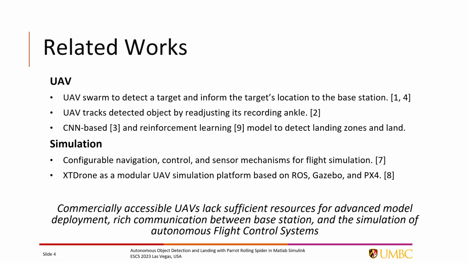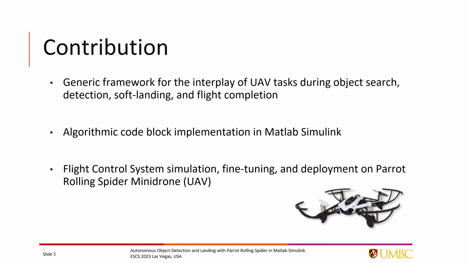In our application paper, we propose a generic framework for implementing algorithmic code blocks for a flight control system, executing it in an autonomous object search, detection, and landing task on the detected surface. We adapt this framework in Matlab for simulation deployment and fine-tune the final landing parameters on the supported Parrot Rolling Spider drone. The Parrot Rolling Spider mini drone is a suitable low-cost and education-oriented UAV with a down-facing camera.